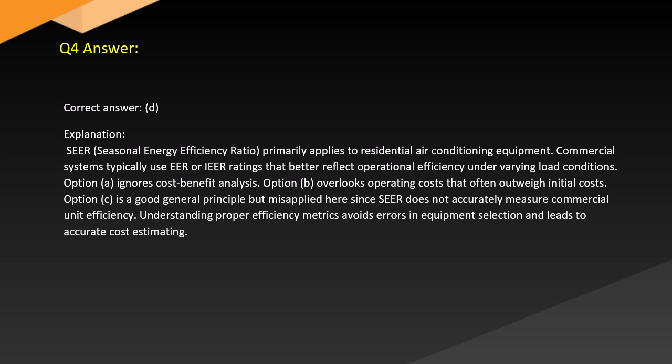Option A ignores cost-benefit analysis. Option B overlooks operating costs that often outweigh initial costs. Option C is a good general principle but misapplied here since SEER does not accurately measure commercial unit efficiency. Understanding proper efficiency metrics avoids errors in equipment selection and leads to accurate cost estimating.